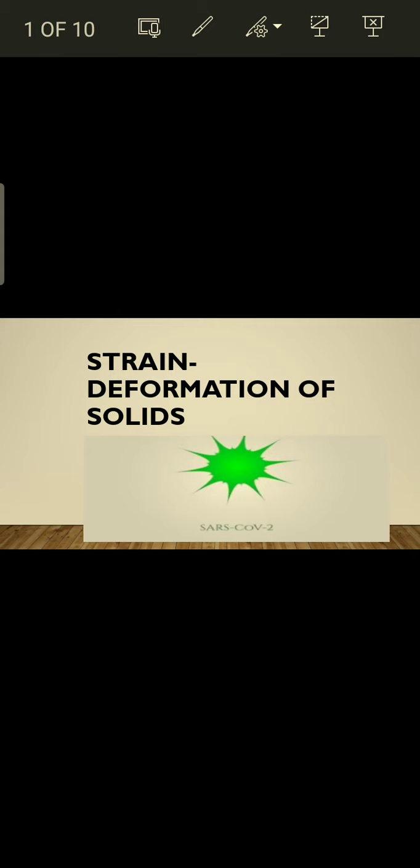Today, our topic is the strain, which is another example of the deformation of solids. Deformation means that there will be a change in the size, shape, and volume of the object. So it depends upon the object. Before that, we have studied stress in detail. What is stress? Stress is basically the restoring force applied per unit area of the body.